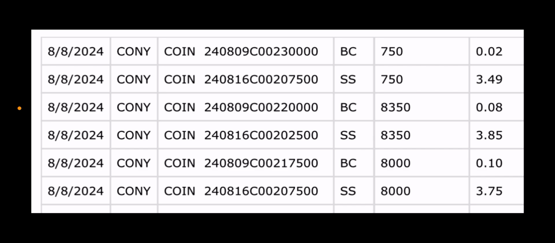And why would they close out the weeklies on all these, by the way? Well, because they could, right? Because they said, all right, we've done what we've done. Look what they're paying. See, on the BC, 2 cents. On the other BC, 8 cents. On the other BC, 10 cents.